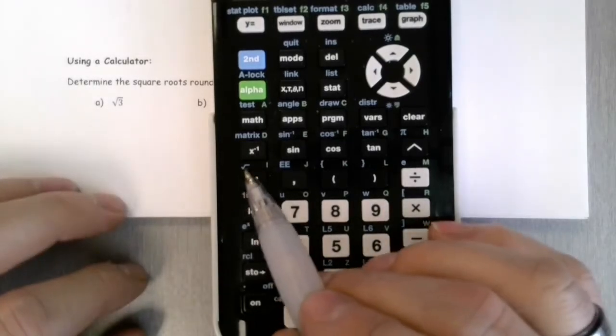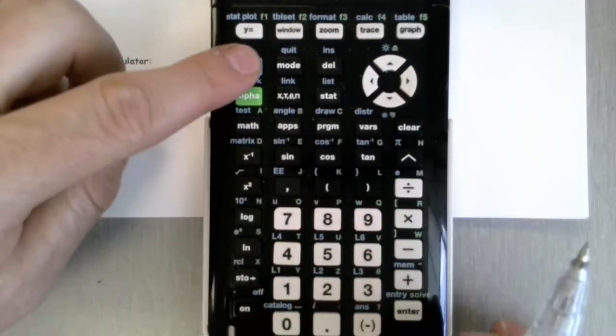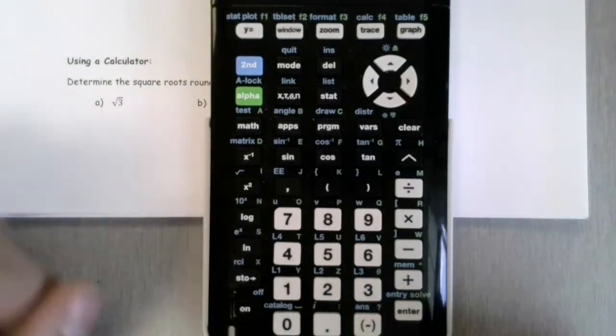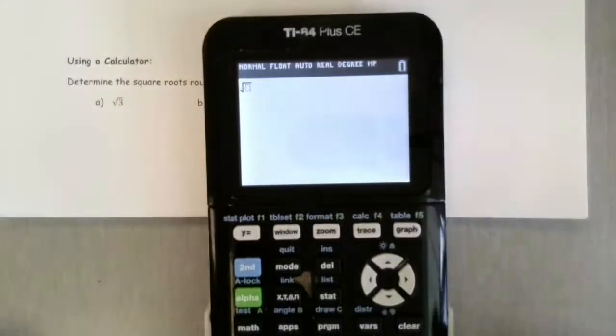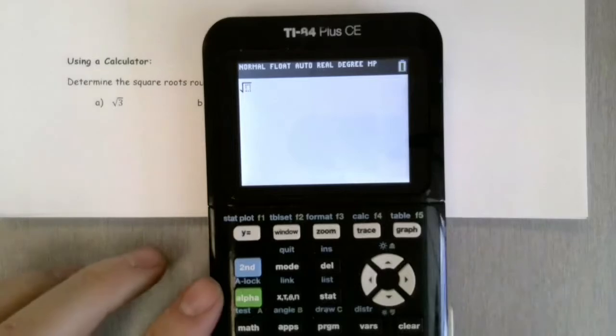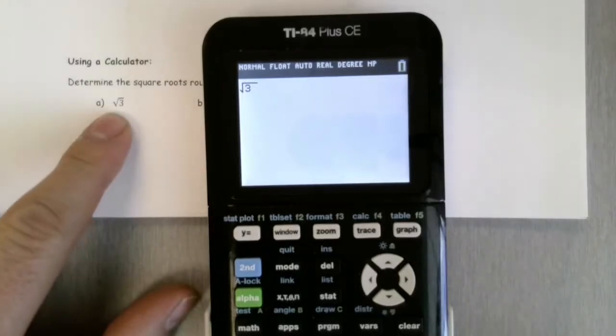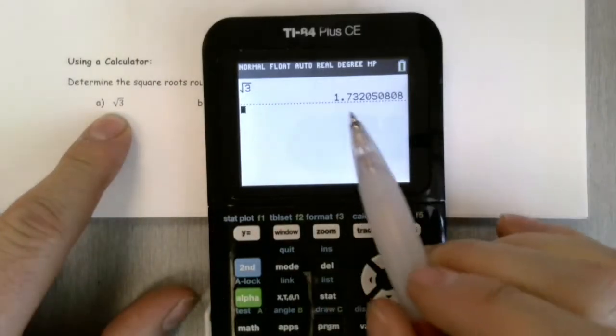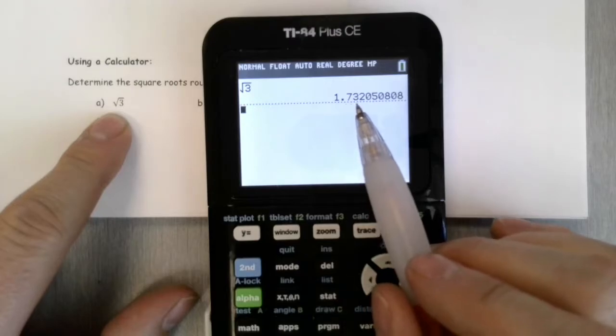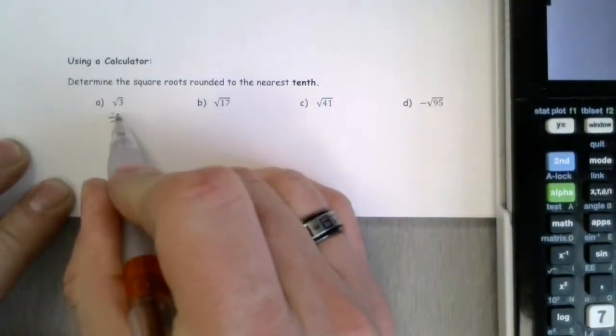But for me to get that square root function here, I'm going to press second, x squared, square root, and that opens up that square root symbol. I'll put a 3 in there, and then I'll press enter. And to the nearest tenth, I'm going to round that to 1.7. So this will be approximately 1.7.